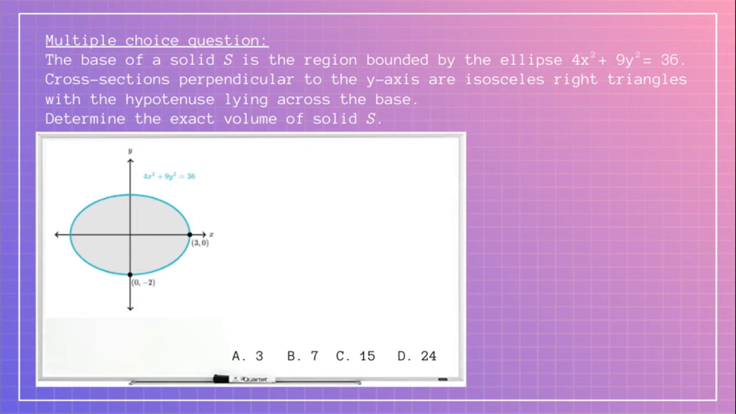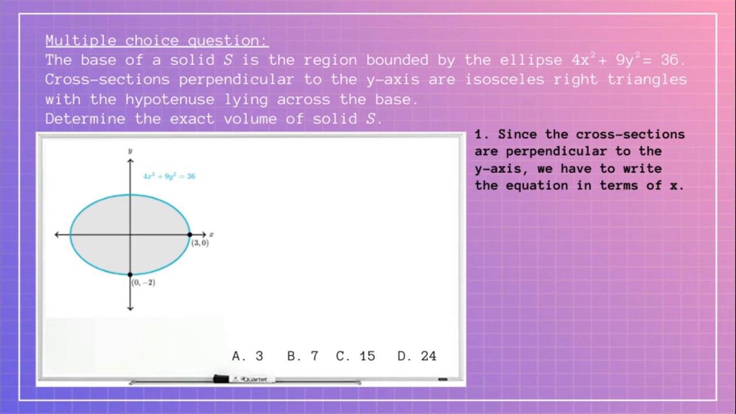The base of solid S is the region bounded by the ellipse 4x squared plus 9y squared equals 36. Cross-sections perpendicular to the y-axis are isosceles right triangles with a hypotenuse across the base. Determine the exact volume of solid S. For this problem, since the cross-sections are perpendicular to the y-axis, we have to write the equation in terms of x.